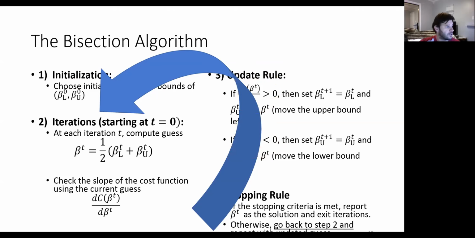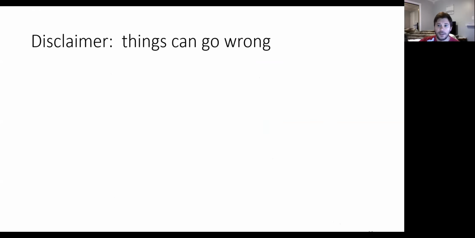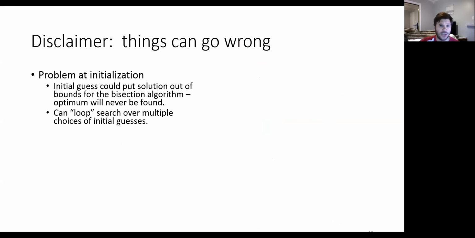Now, just a couple disclaimers here. Things can go wrong, as we've mentioned. The first thing that can go wrong is you could have a problem with your initial guess. We saw that the initial guess could give us bounds outside of the solution range.